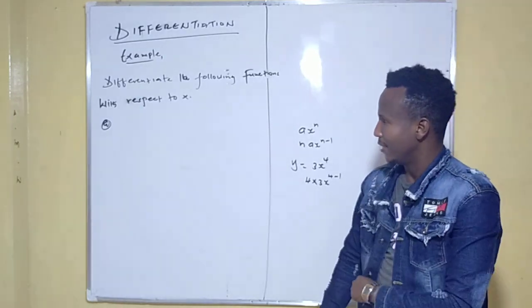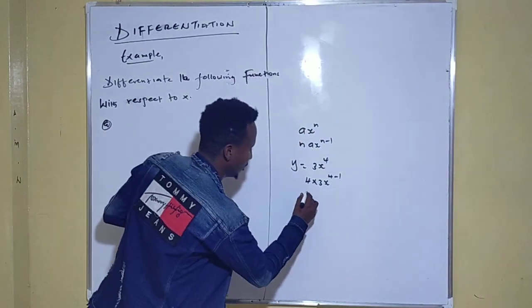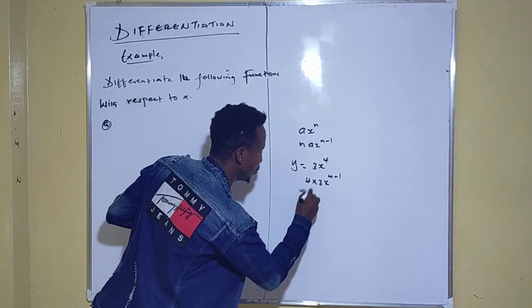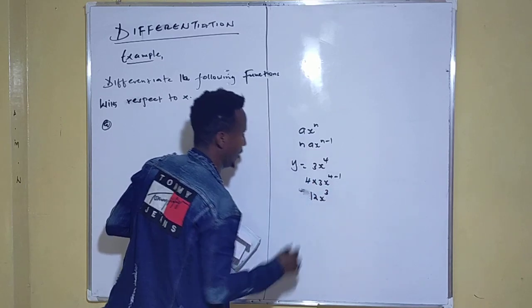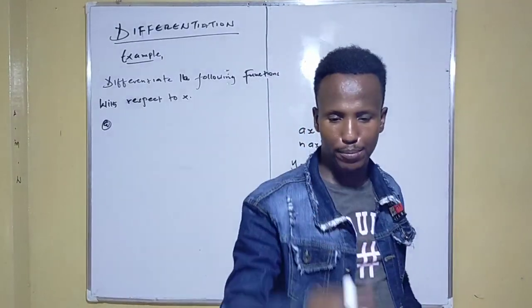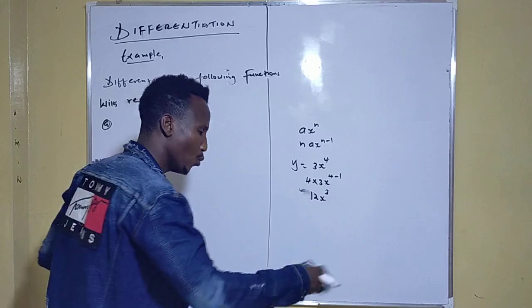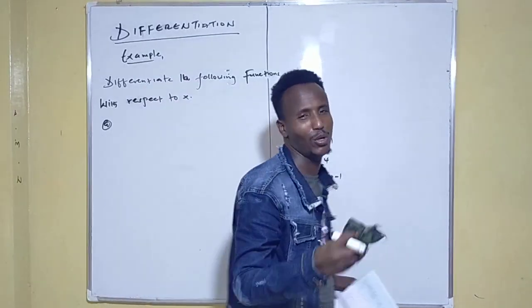Just understand. And here it will be what? 4 times 3 is what? 12x power 3. So what are we doing? We are multiplying by the power and subtracting 1 from the power. Just understand.